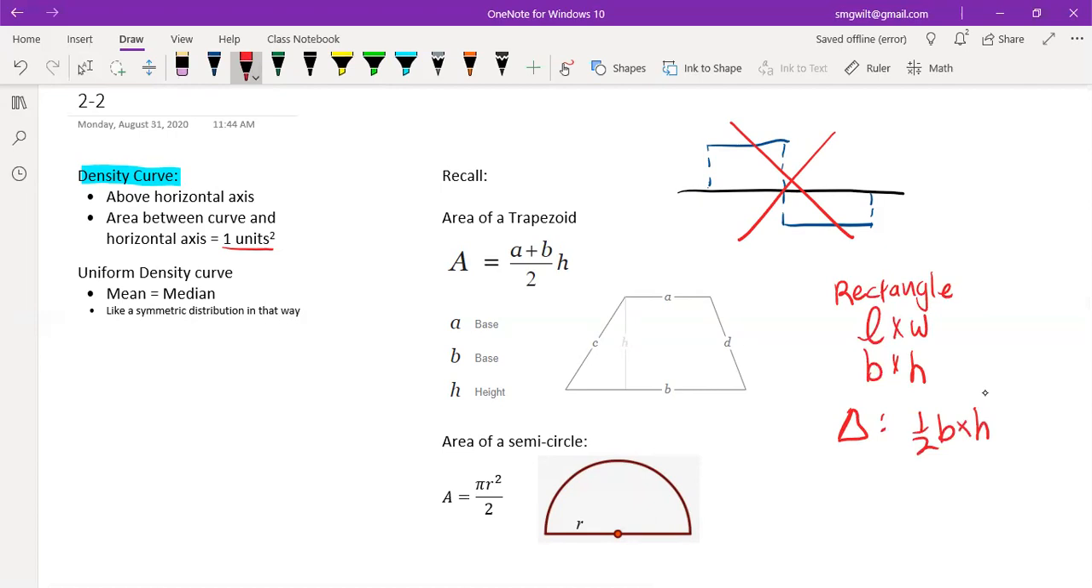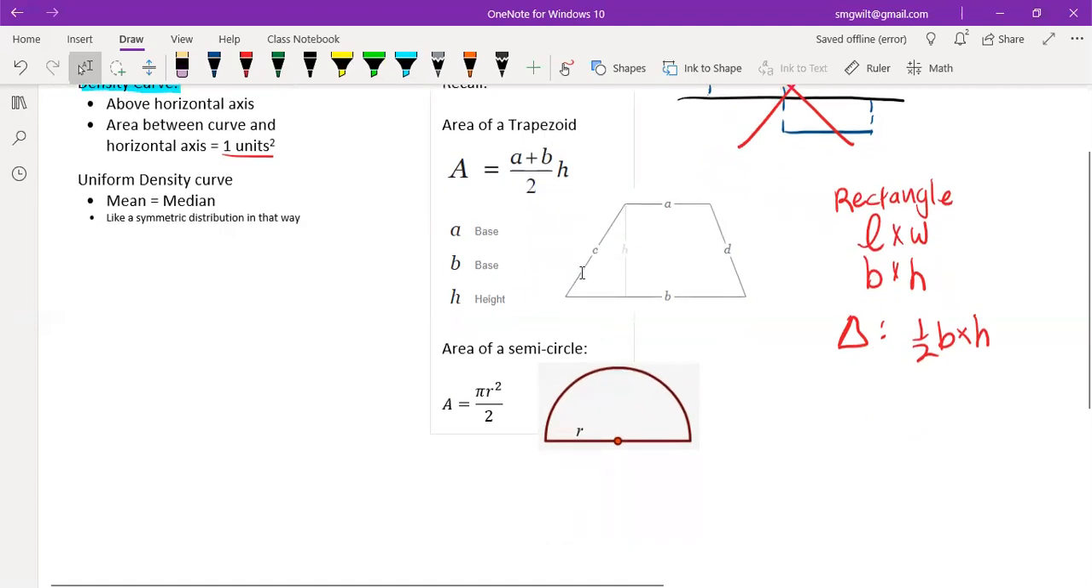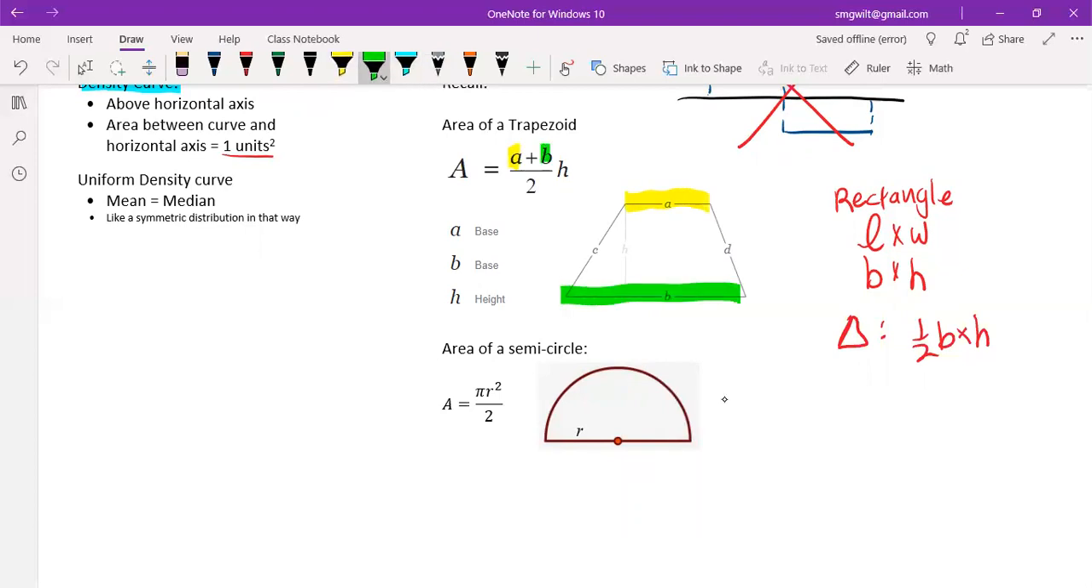But I did want to remind you of the trapezoid area formula and the semicircle area formula, because you can see those in the problems. So remember that when you have a trapezoid, you're essentially finding the average of the two bases. For this one, they're calling it A and B. So you're adding them together, dividing by 2, and then multiplying it by the height. You need to do that to find the area of a trapezoid.